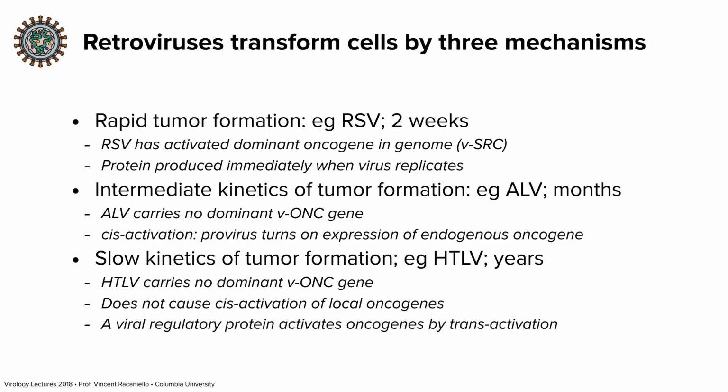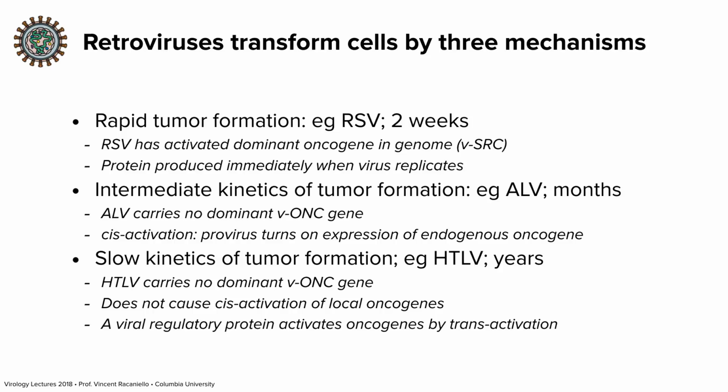You take Rous sarcoma virus, you inject it into a chicken. Within 2 weeks, you have a tumor. The virus infects the cells. It produces VSarc. VSarc starts the cells dividing, and then you have the tumor produced.